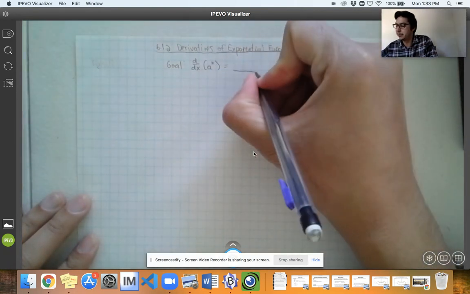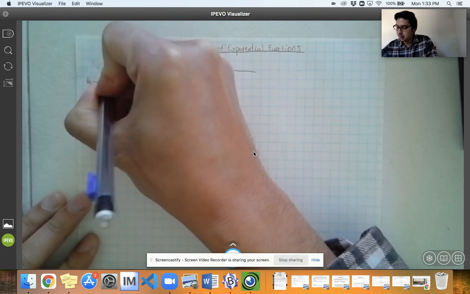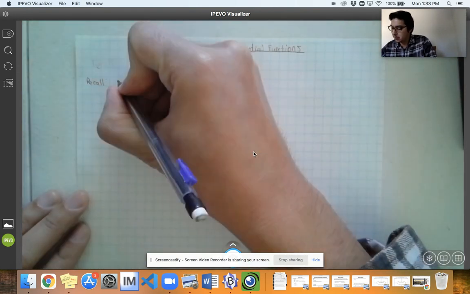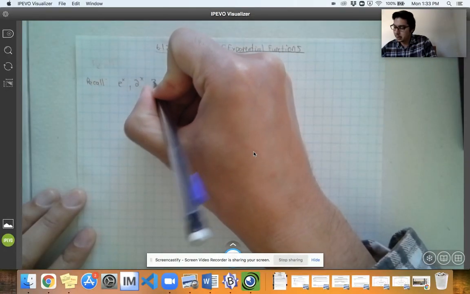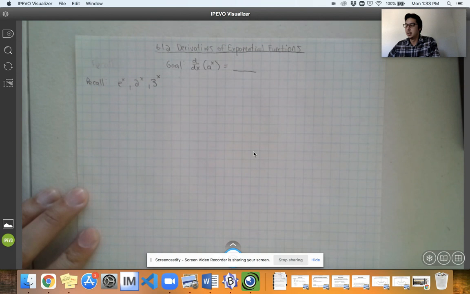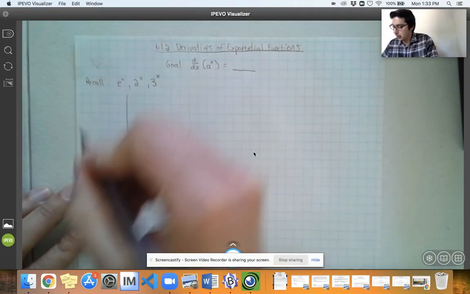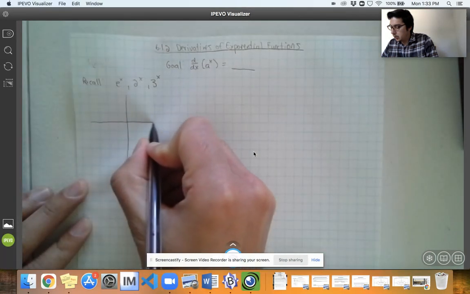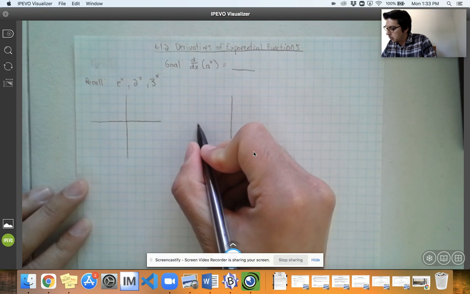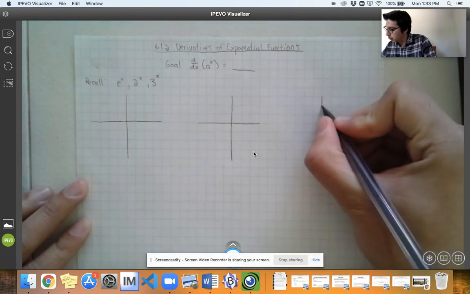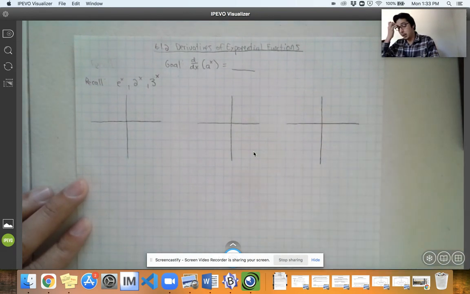All right? So let's recall where I left off on the last video. In the last video, we explored three functions. We explored e to the x, 2 to the x, and 3 to the x. Now, if you remember, we looked at a graph of each of these, comparing the function to its derivative. I'm going to do a quick sketch here to recap what we found out.